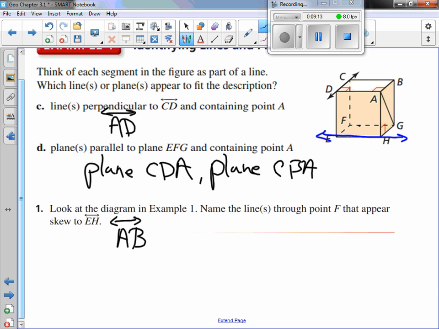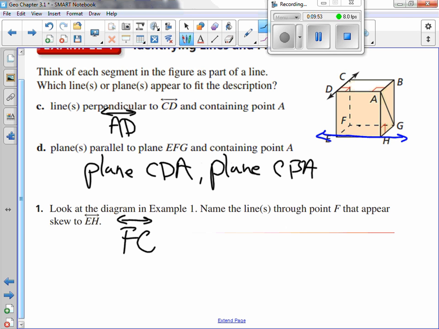Look at the diagram in example 1. Name the lines through point F that appear to skew with this here. Now, AB would work, but since they specified they wanted point F, it doesn't quite work. Because again, it wants the lines through point F. So FC would work. FG would not because they would be contained in the same plane, yes?